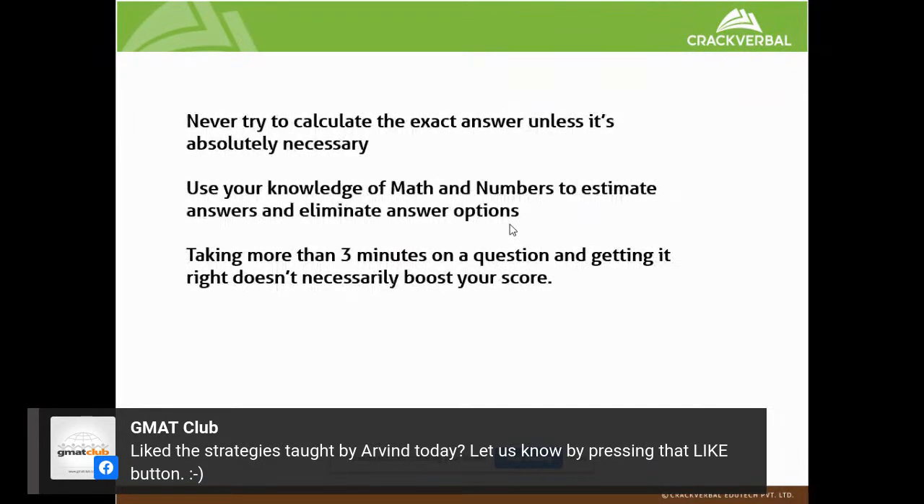So when the opportunity presents itself, try your way, try your estimation techniques, try your approximation techniques. Don't go for the exact answer, right? And remember that taking more than 3 minutes on a question doesn't necessarily boost your score. There are false positives, right? So taking extra time on a question to get the right answer is not always on your side. It can work against you.